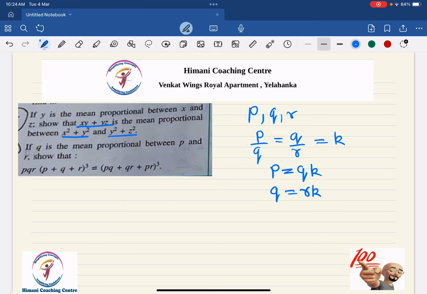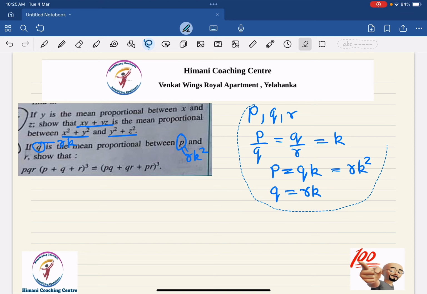We are going to replace q with rk and then p becomes equal to rk square. So we'll keep this in mind that p is equal to rk square, while q is just rk and r will remain r. Okay, so you will have to show this working in the exam. Let me erase this because I need some space.